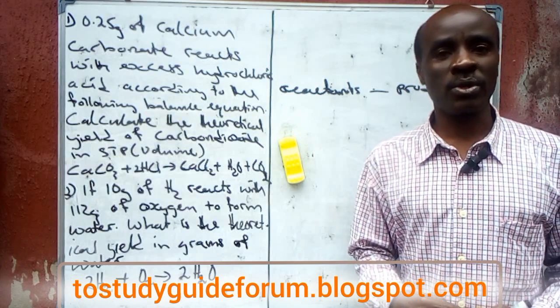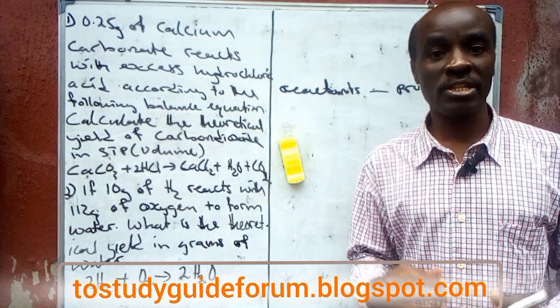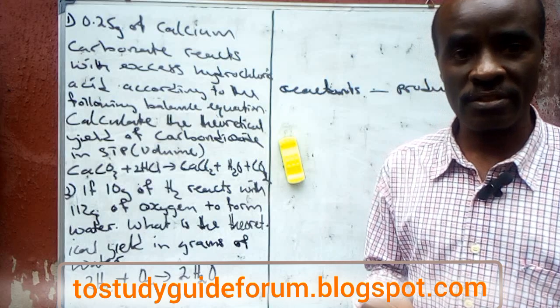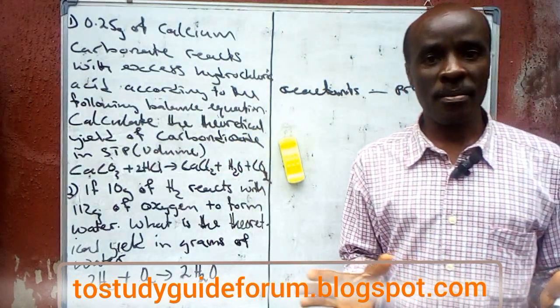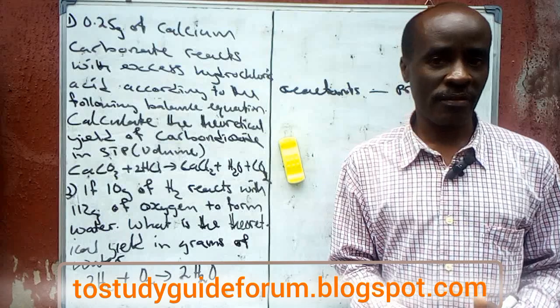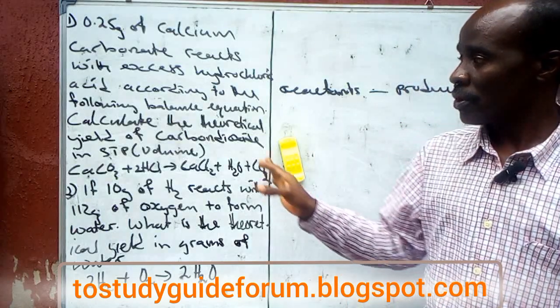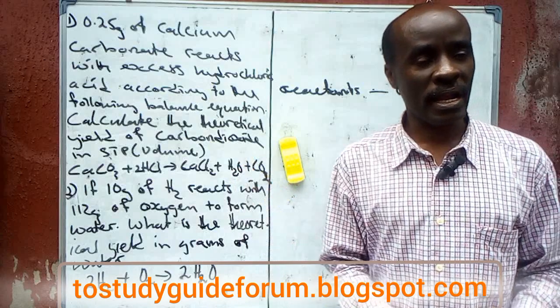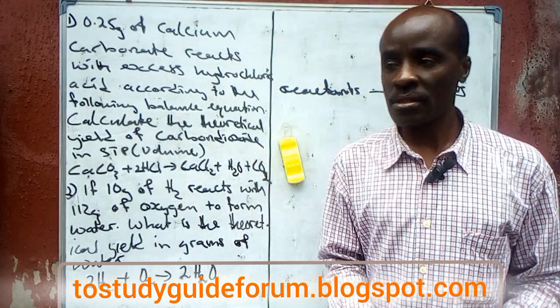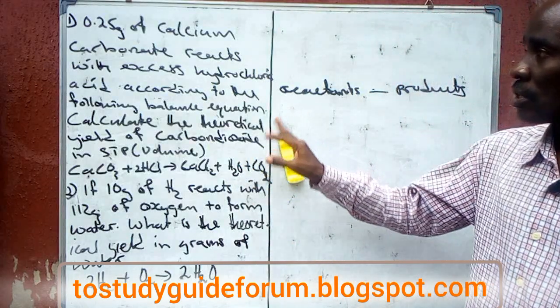We also have what we call actual yield. Actual yield is the exact amount that we are able to get from the real practical experience of what we have done. So here we are going to find out how we can calculate the theoretical yield based on the question that we have here.